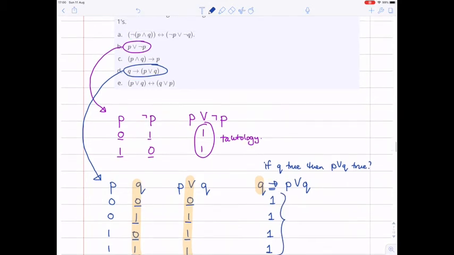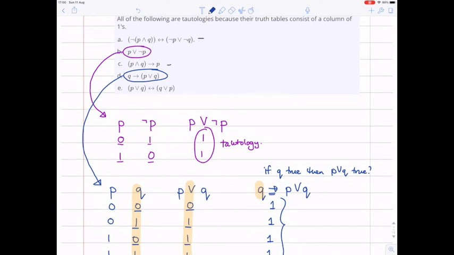So again, as an exercise, just work through the 3 remaining ones and check that those are all tautologies. It's good practice for getting used to your logic tables.